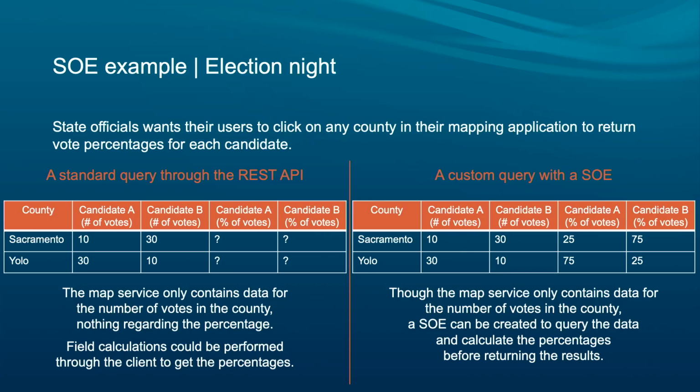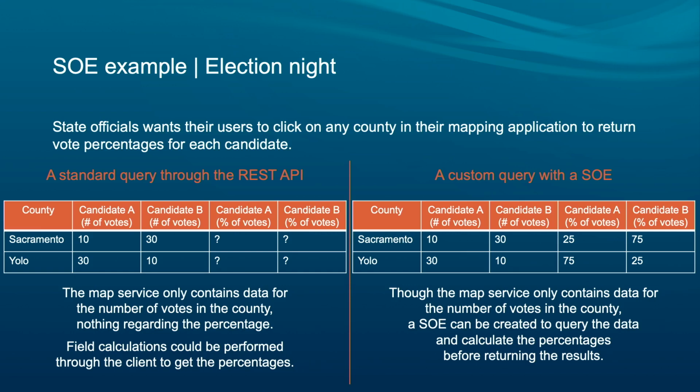So I have an example of this to provide some context for that definition I gave you. You can think about election night. State officials may want to have their users click on any county in a mapping app and return the vote percentages for each candidate. It sounds great, but we only have the raw number of votes. So that's there with a standard query through the REST API on the left side of the screen.